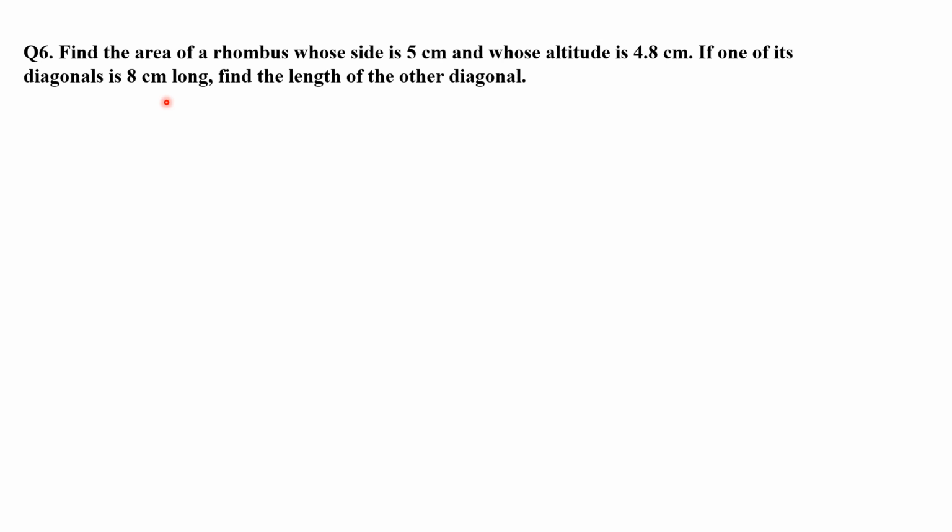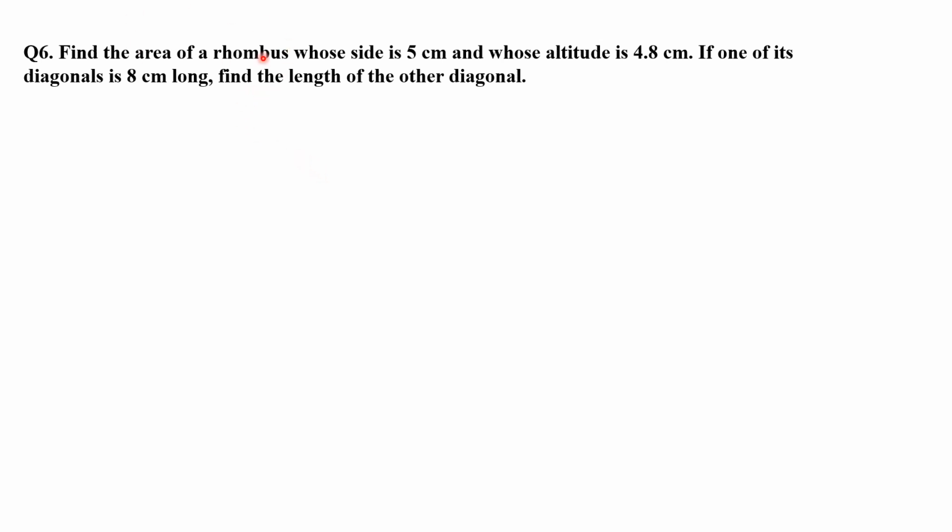So question 6. Find the area of a rhombus whose side is 5 centimeter and whose altitude is 4.8 centimeter. If one of its diagonals is 8 centimeter long, find the length of the other diagonal. From the first sentence, the side measure of the rhombus is given as 5 centimeter, and you know that in a rhombus all the four sides are equal. So each side measure is 5 centimeter, and altitude is 4.8 centimeter, which means height is given as 4.8 centimeter. And we know that a rhombus is also a parallelogram, isn't it?